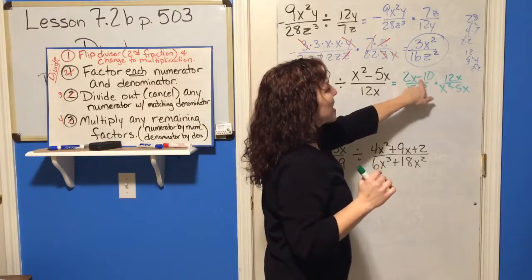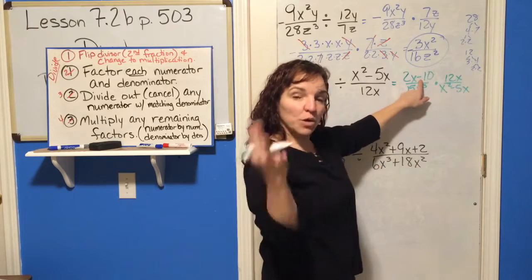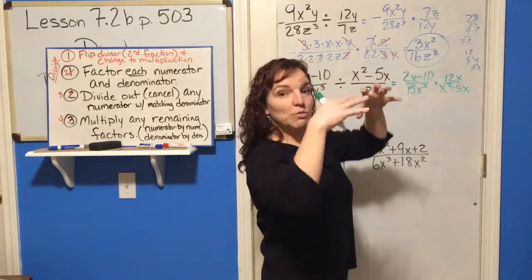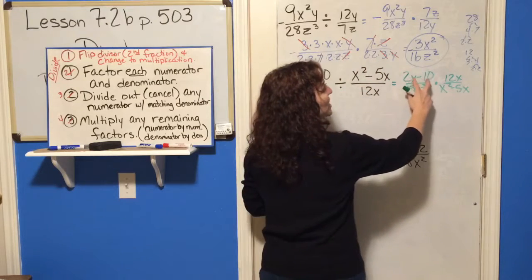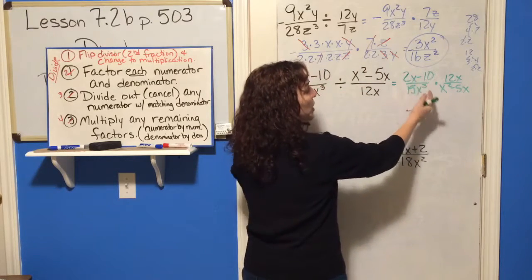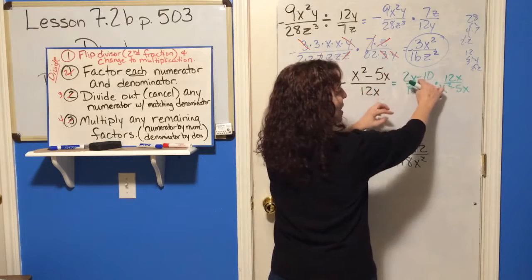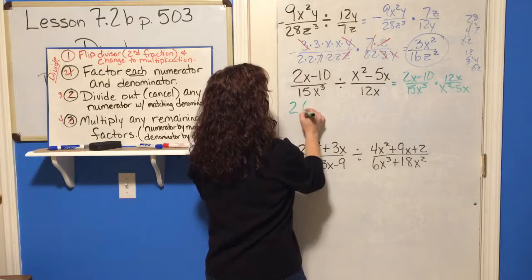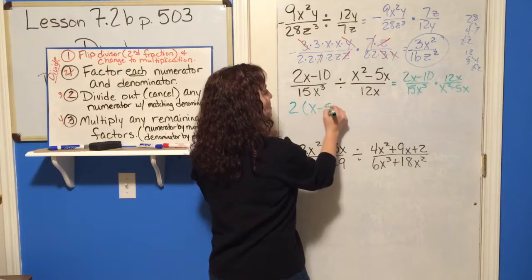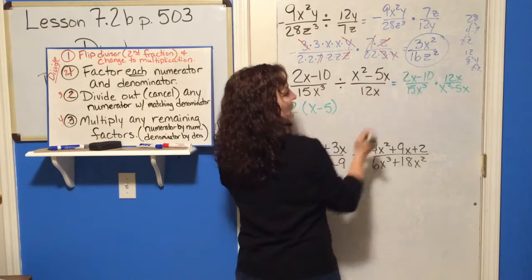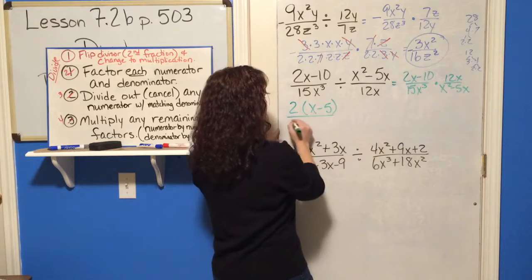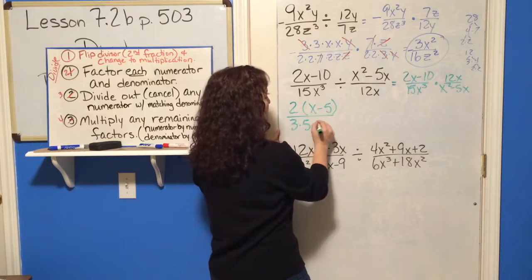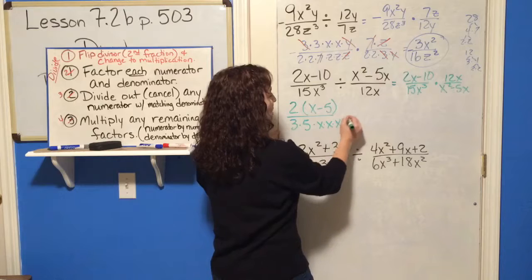2x minus 10. Anytime there's a plus or a minus involved, you're going to have those binomials. So you can look to see, oh, well, 2 will come out of here, but you can't split these up because that minus kind of holds them together. It's like glue. So 2 times x minus 5, because 2 times 5 is your 10, over 15 is 3 times 5 times 1, 2, 3 x's.